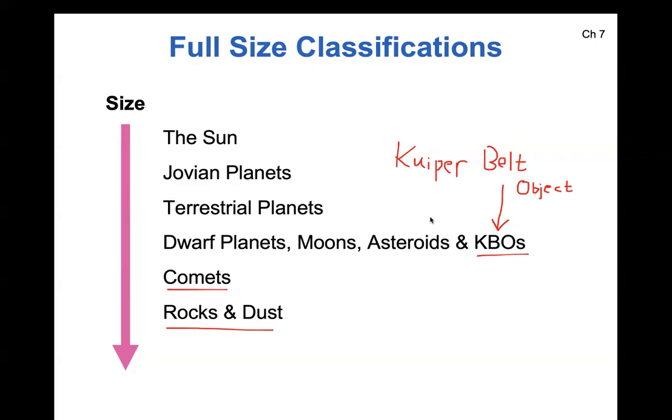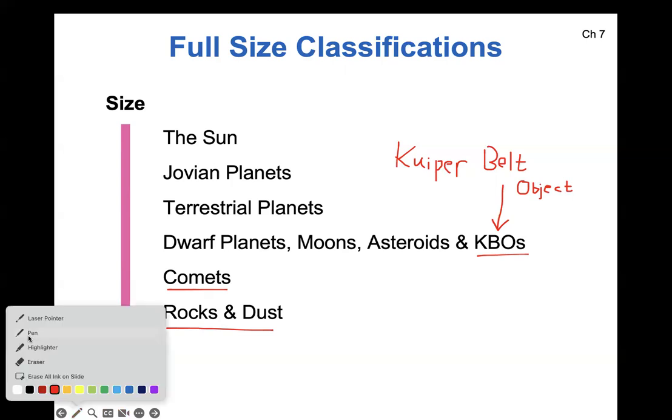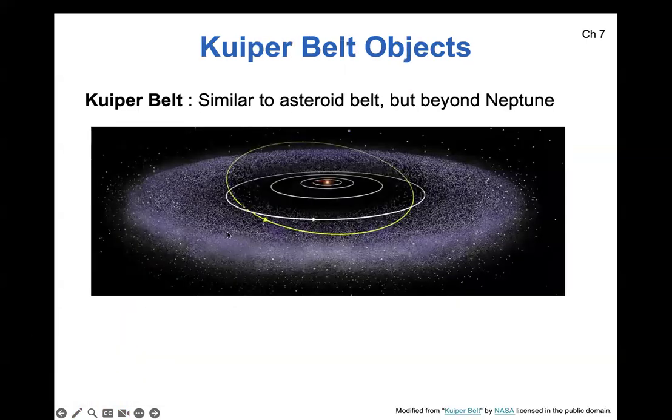Yeah, Kuiper belt object. All right, so let's carry on. Okay, so here it is, similar to the asteroid belt, but beyond Neptune. That's the best way to describe it. This is a representation of it. The size of the dots would not be to scale, but it's just showing where all the Kuiper belt objects will be located. The yellow tilted orbit is Pluto, and the largest white orbit would be Neptune.